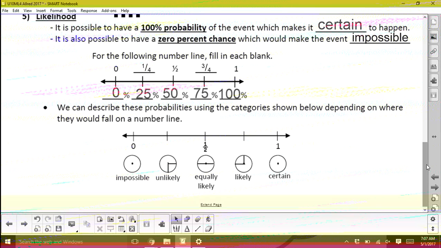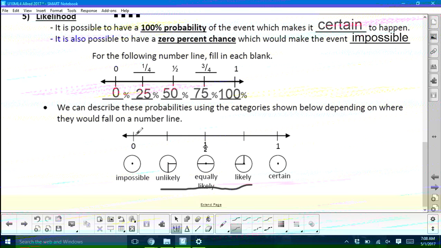Okay? If we have a probability of 0, we call it impossible. If it's 100%, we call it certain. Otherwise, we have to use these different words to describe it. So if it's in between 0 and 50, we can call the event unlikely. If it's in between 50 and 100, we can call the event likely. If it's exactly 50%, we can call the event equally likely. So there are a couple different words it might ask you to use to describe it.